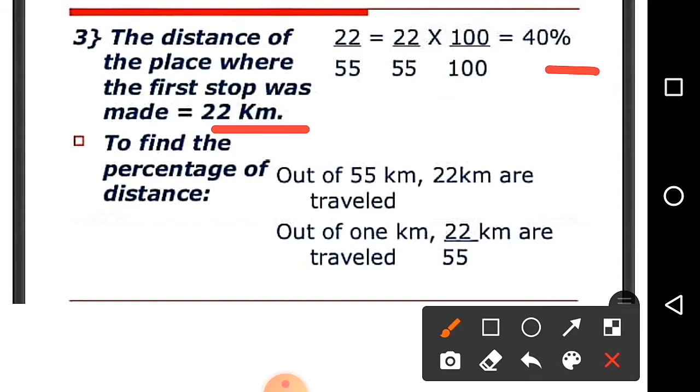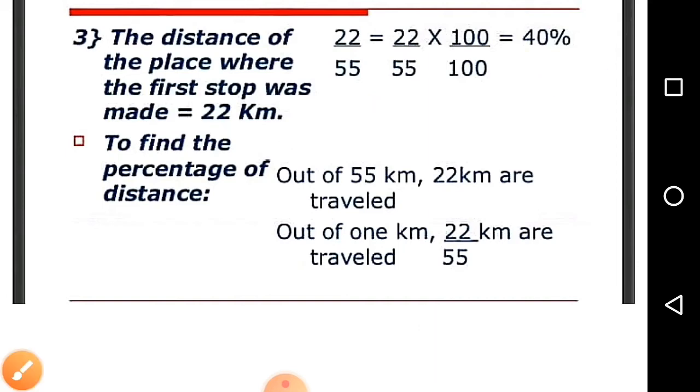So whenever you want to convert to percentage, 22 kilometer means how much percent? What we have to do is, whatever the total distance is, we write in the denominator, and this 22 we will write in the numerator, and then you have to multiply by 100. So this 40% is your percentage. So we got the answer.